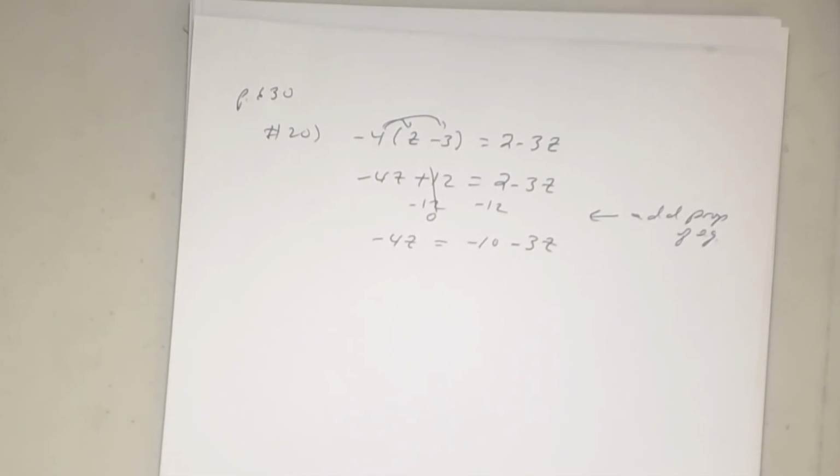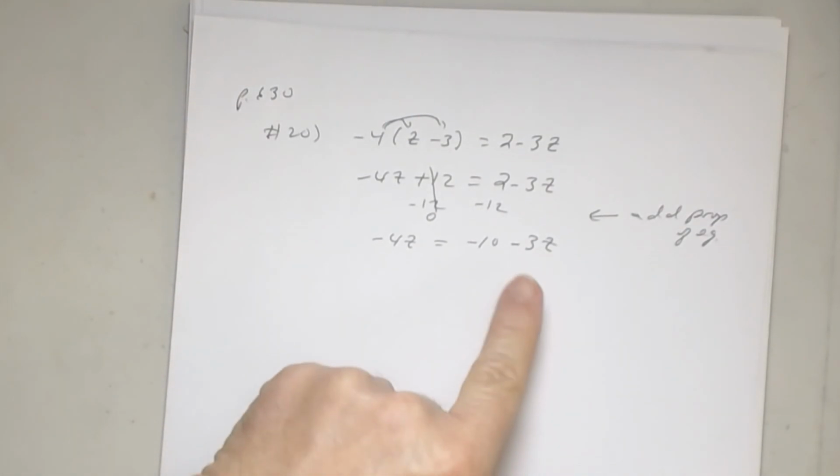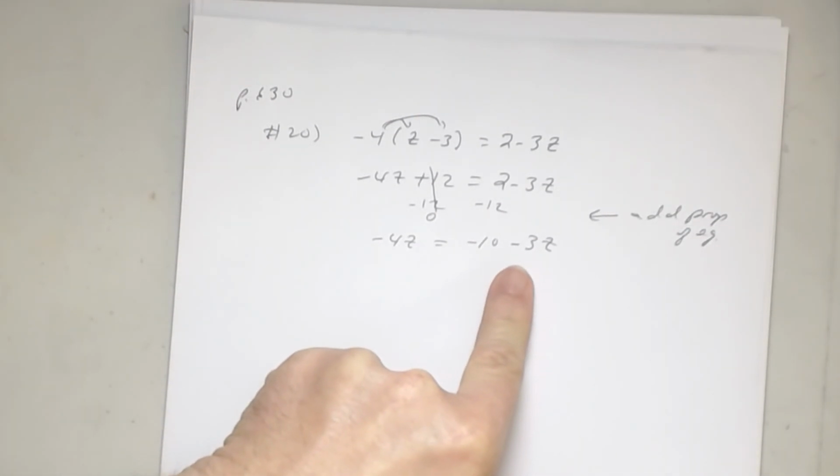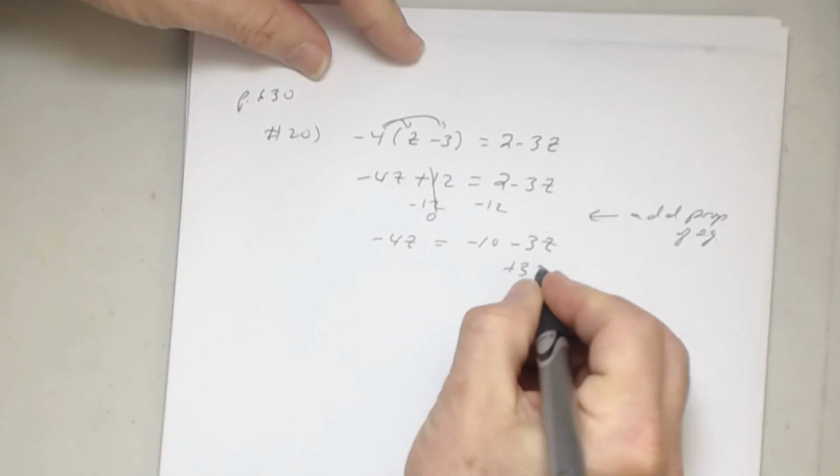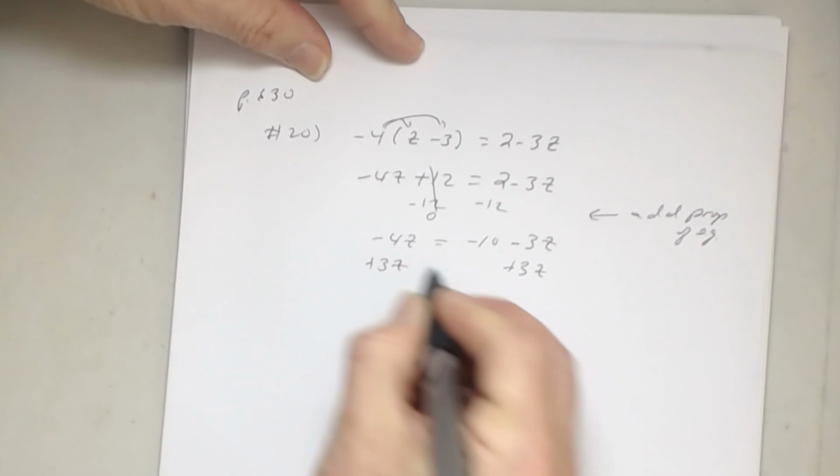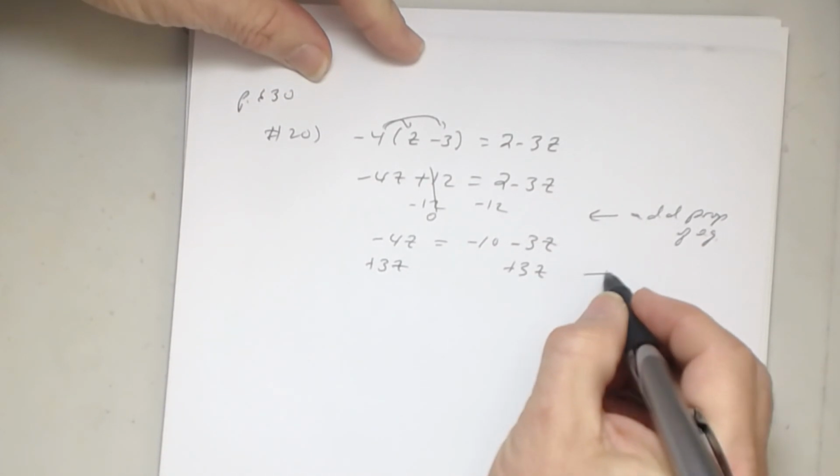Okay. Now, at this point, the only constant I see is on which side? The right. So let's leave it there. Let's bring the variables to the left. Is adding 3z or subtracting 3z going to help? Adding. So I'm going to add 3z to both sides. And remember, this is called the addition property of equality.